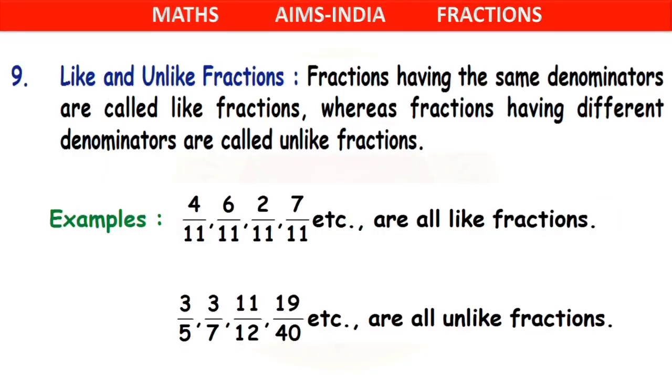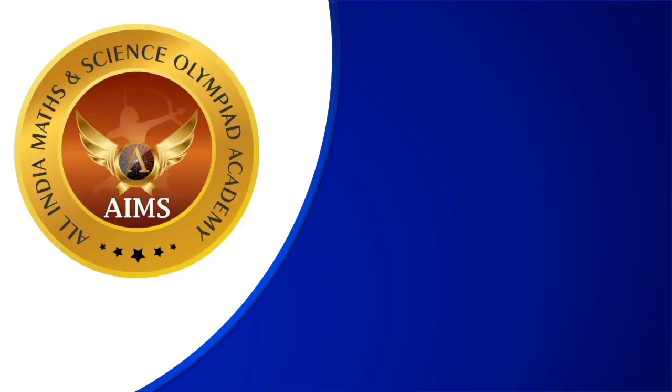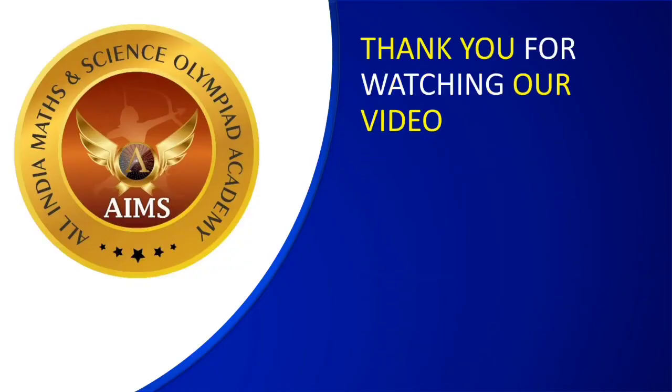The next one was like and unlike fractions. Now these fractions are like fractions. Why? Because they have the same denominators. Whereas fractions having different denominators like 3 by 5, 3 by 7, 11 by 12 are called unlike fractions. And also, what did we learn? We learned how to convert unlike fractions to like fractions. Yes students, that was all about today's class. Hope you understood it.